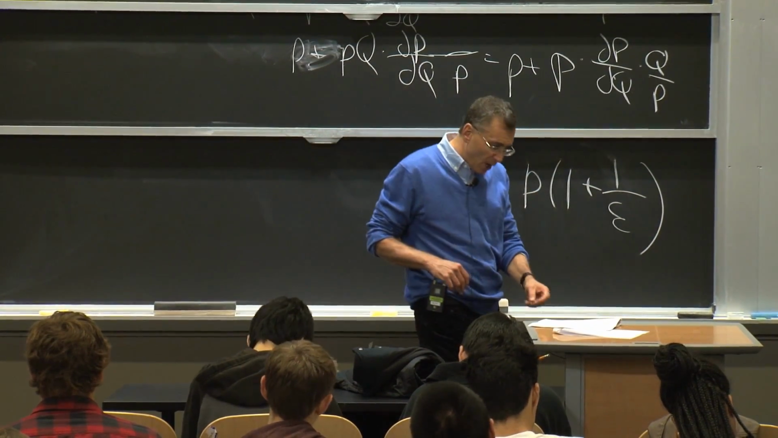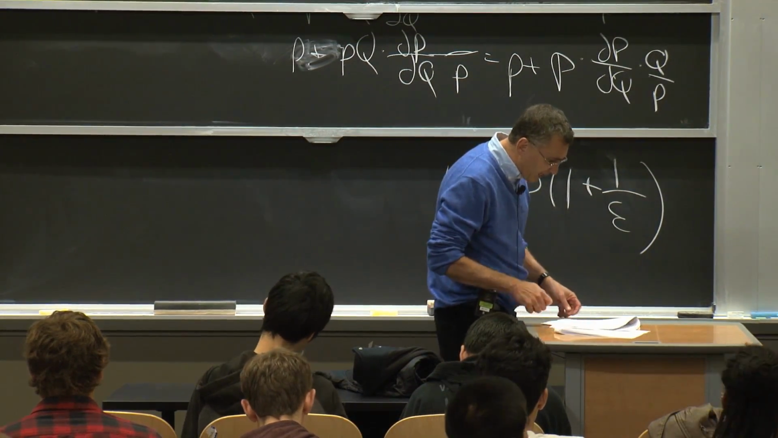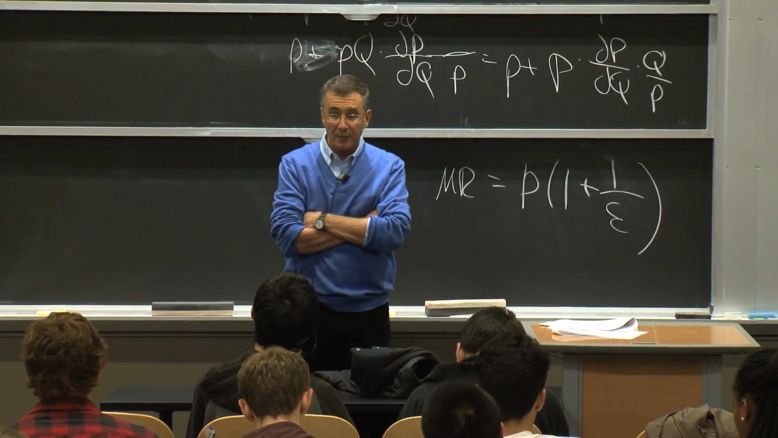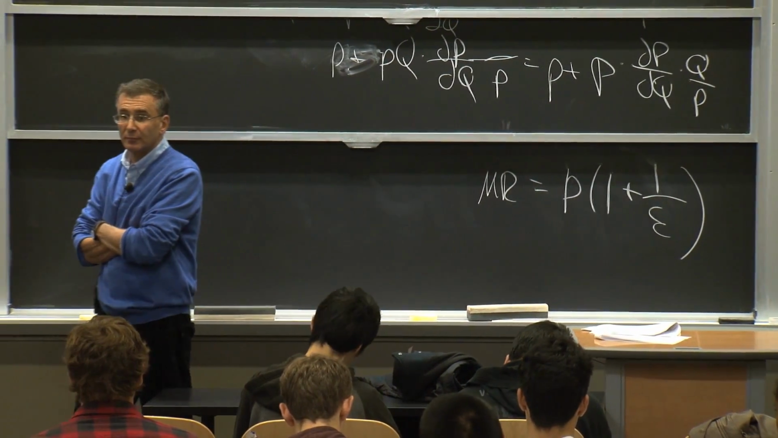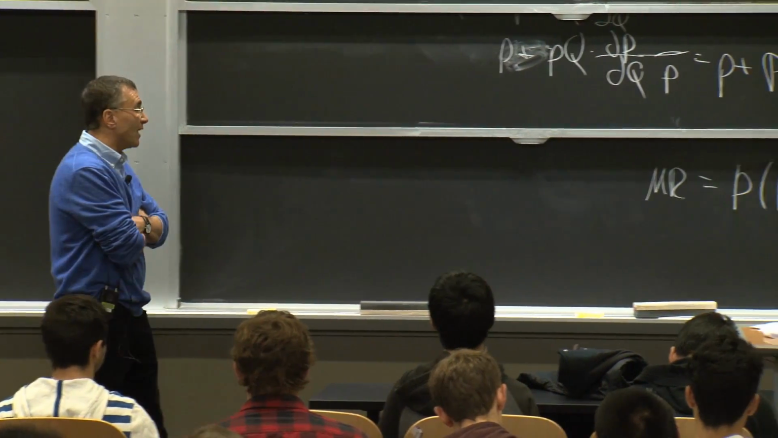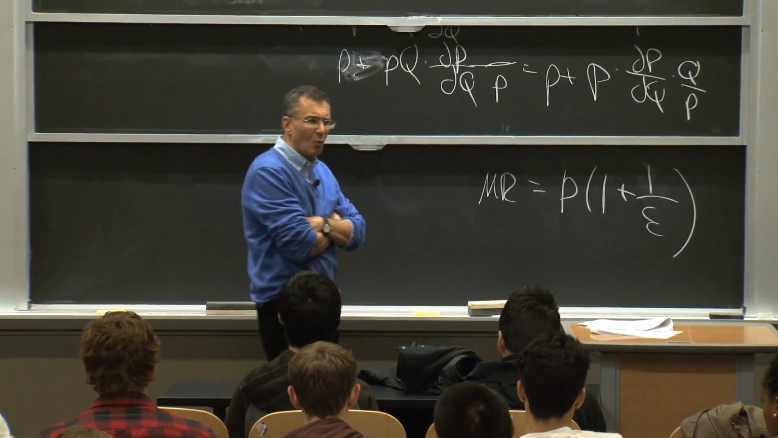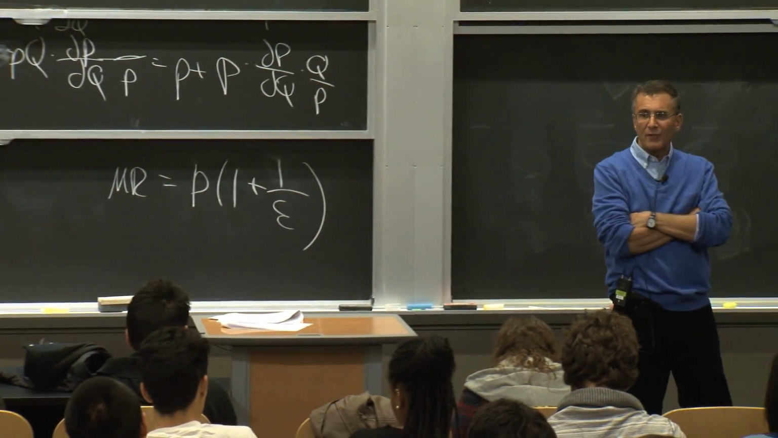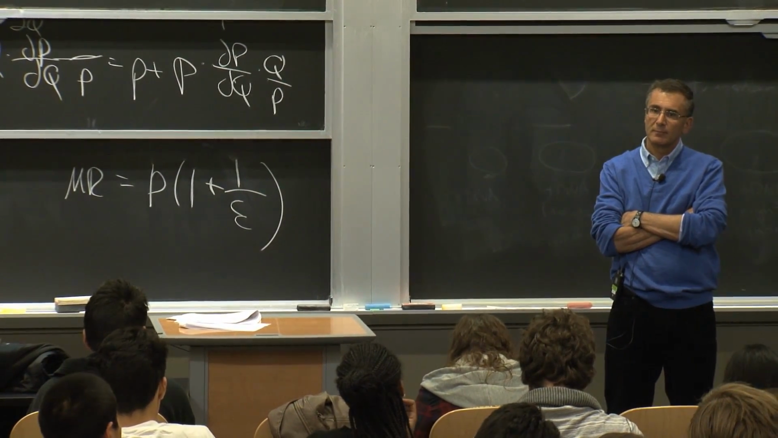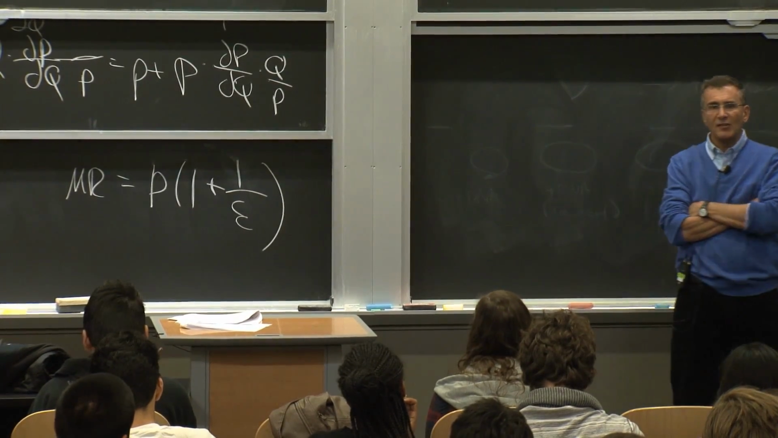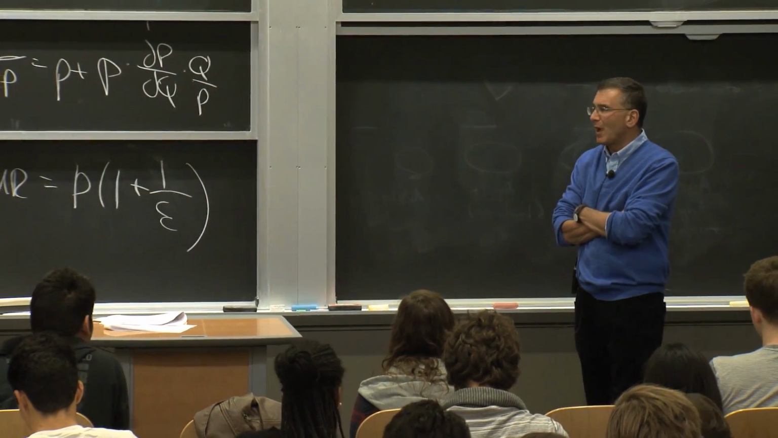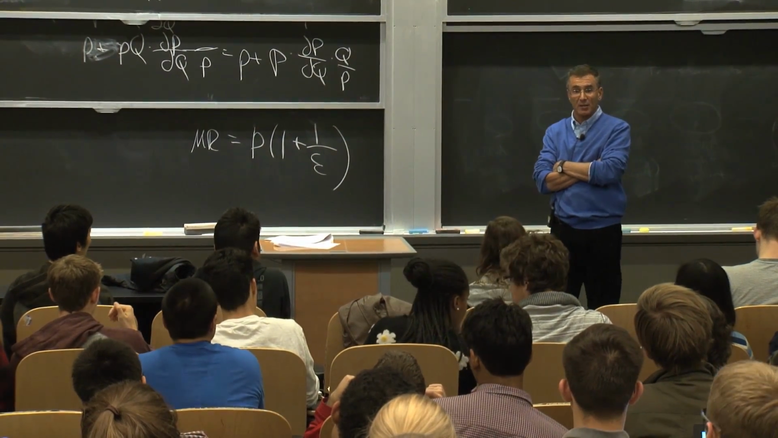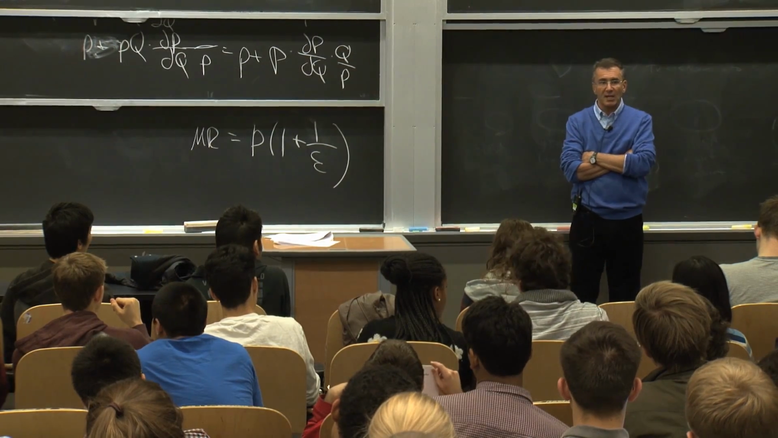Now, on the other hand, if you take a firm that's got an elasticity of demand of -1, what is the marginal revenue? 0. So if elasticity of demand is -1, marginal revenue is 0. Why is that? What's the intuition? A monopolist who sells another unit makes no money if the elasticity of demand is -1. Why is that?